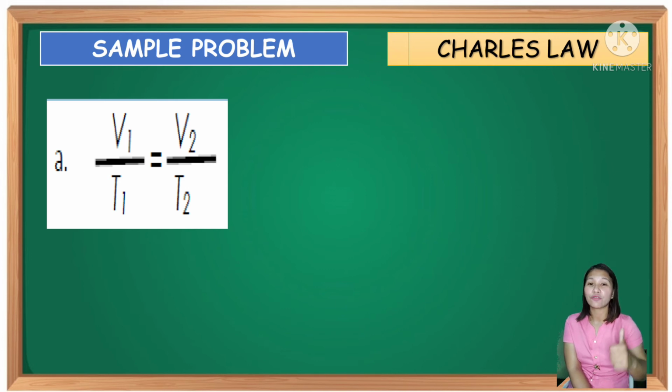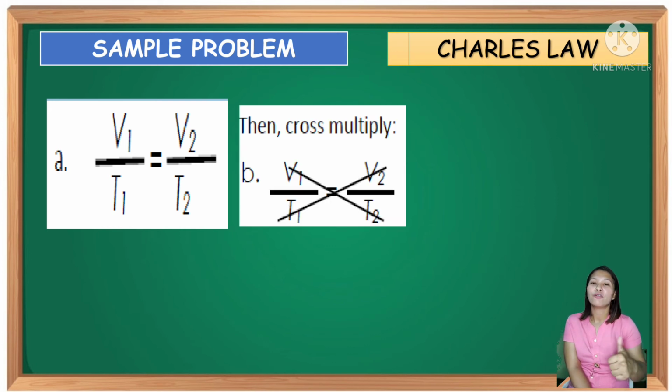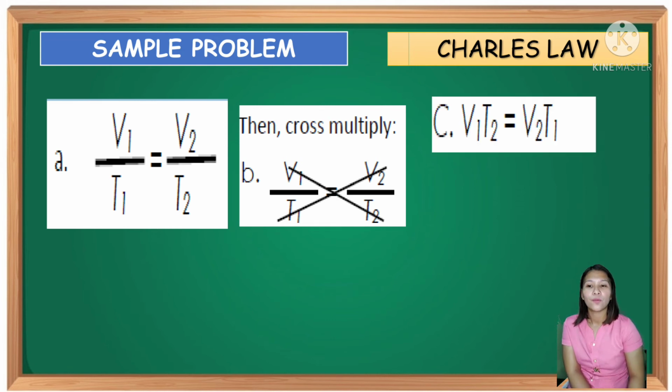Now we are going to use the formula of Charles's Law. The formula of Charles's Law is V sub 1 over T sub 1 is equal to V sub 2 over T sub 2. And we're looking for the final volume. So, for us to derive the formula for the final volume, we do cross multiplication to come up with the equation V sub 1 times T sub 2 is equal to V sub 2 times T sub 1.